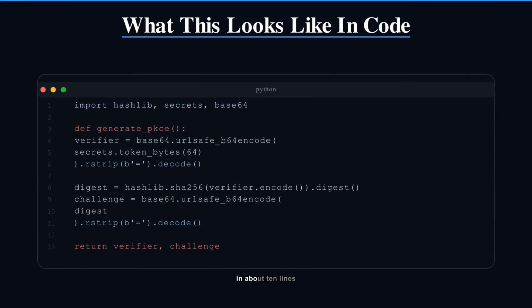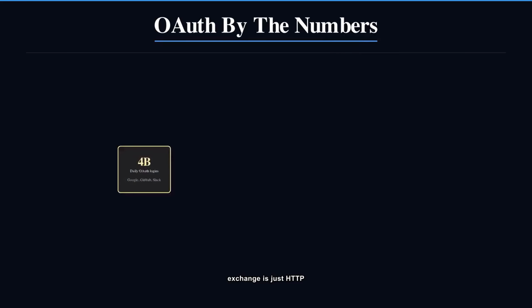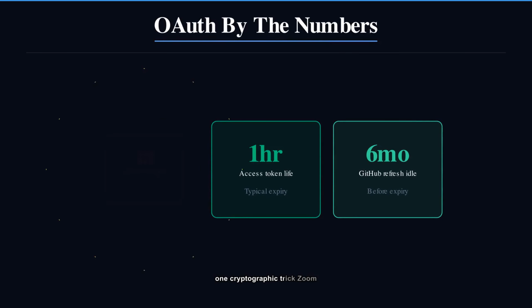Here's the PKCE piece in about 10 lines of Python. Generate a random verifier, hash it with SHA-256, and base64 encode it into your challenge. Everything else, the redirect, the token exchange, is just HTTP calls wrapped around this one cryptographic trick.